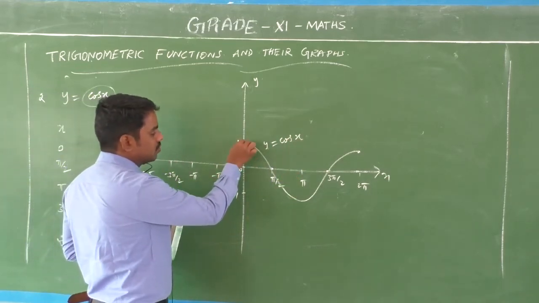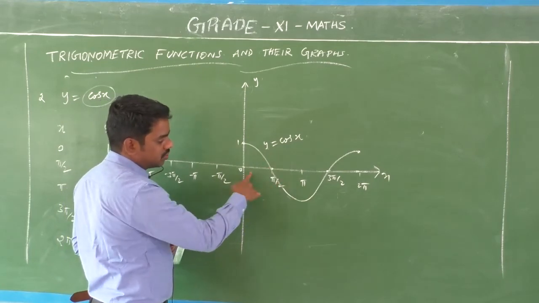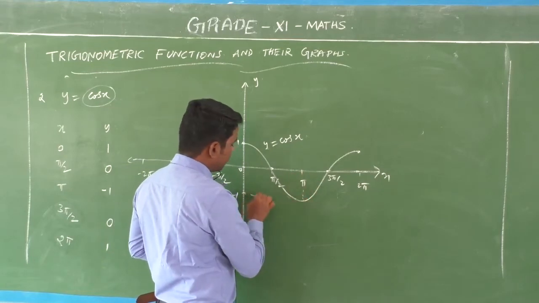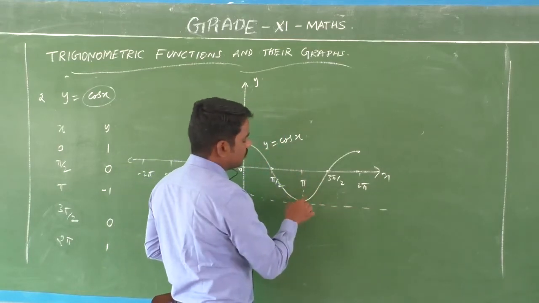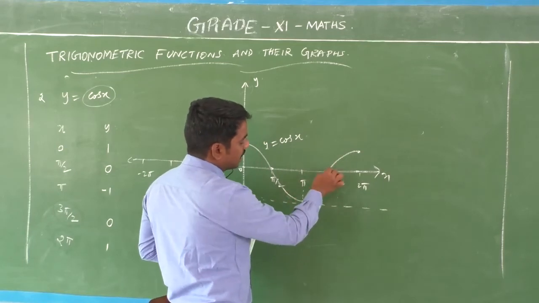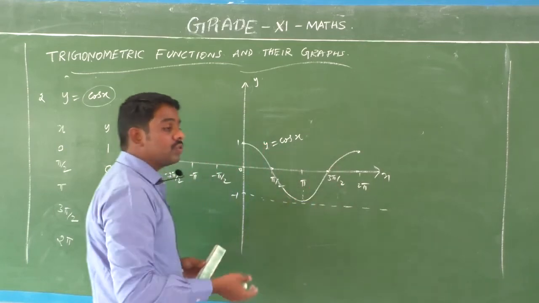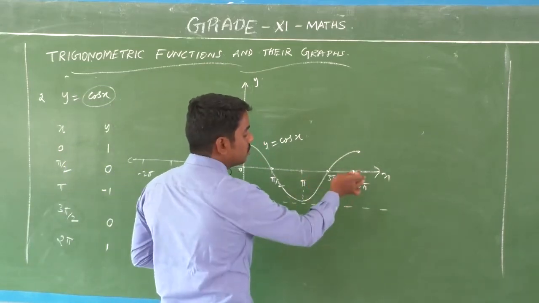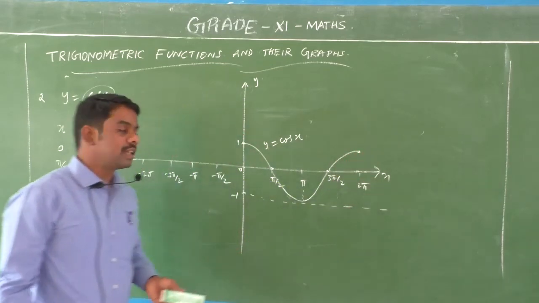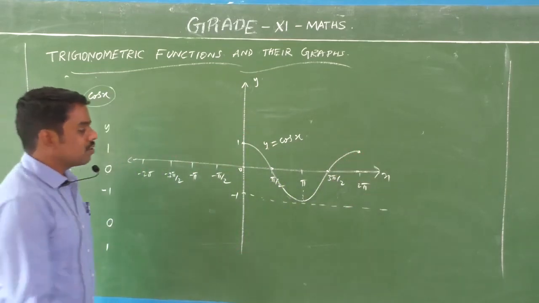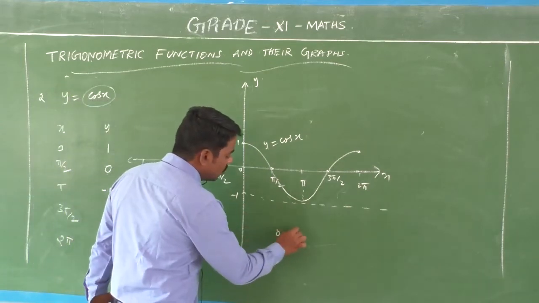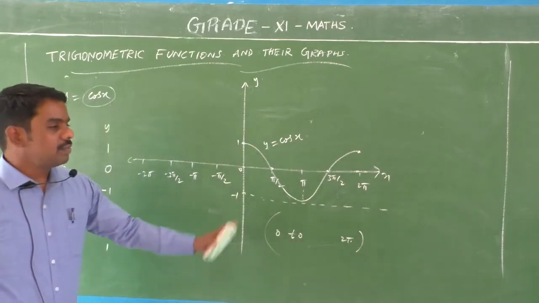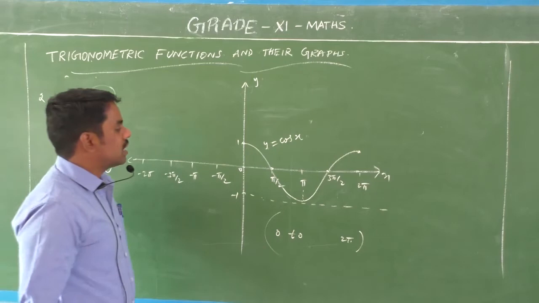Cos 0 is 1, so (0, 1). Cos pi by 2 is 0, so (pi by 2, 0). Cos pi is minus 1, so (pi, minus 1). Cos 3 pi by 2 is 0, so (3 pi by 2, 0). And cos 2 pi is plus 1, so (2 pi, 1). This is the y equal to cos x curve in one complete rotation, 0 to 2 pi.